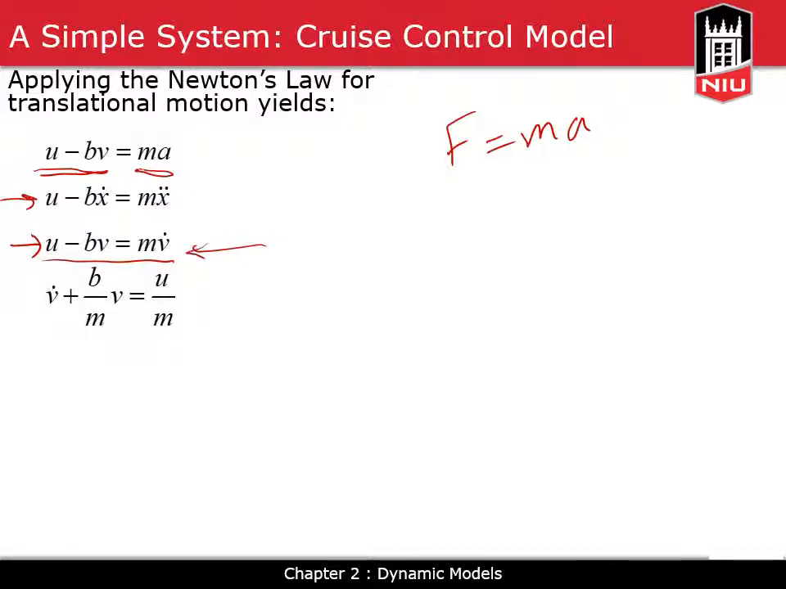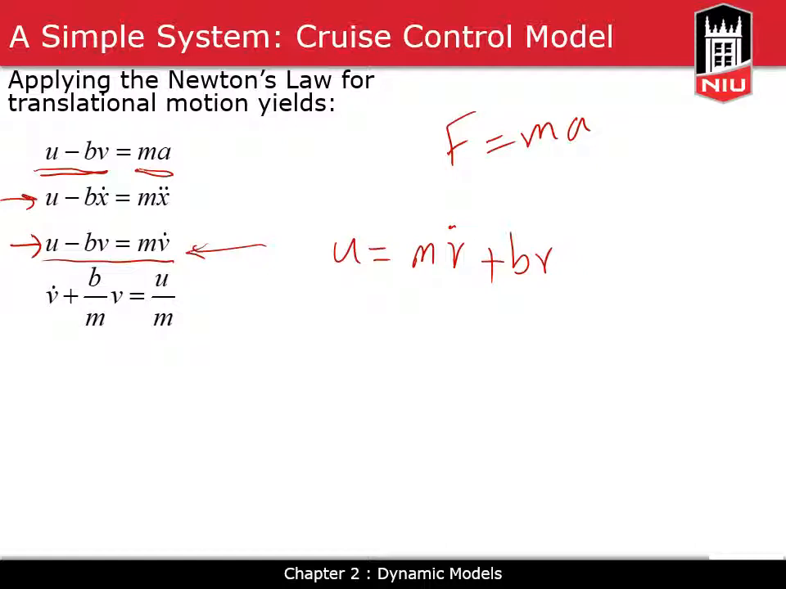You see it has u, v, and v dot in there. v dot is a derivative of v. So we are dealing with a differential equation. What we're going to do is to keep everything that has v on one side of the equation and everything that has u on the other side. So I can add b times v to both sides of this equation and rewrite that as u equals m times v dot plus b times v.